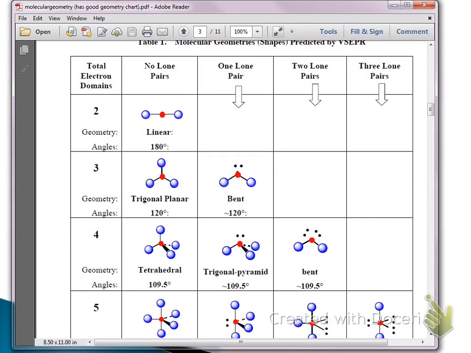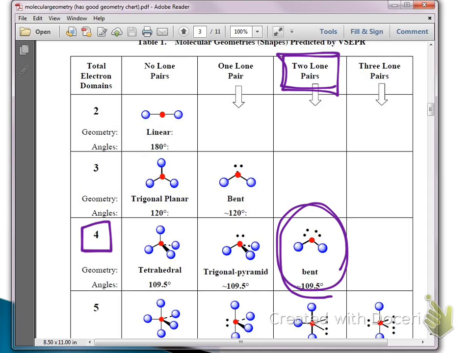We have 4 total domains. We have 2 lone pairs. That means the molecular geometry of our water molecule is called bent. Okay, it has a bent molecular geometry. So that means between each of these electron domains, there are 109.5 degrees of separation between each of those electron domains. Okay, so the molecular geometry of water is bent.